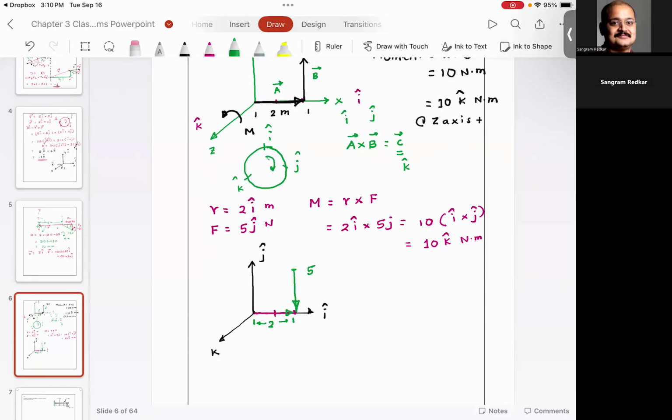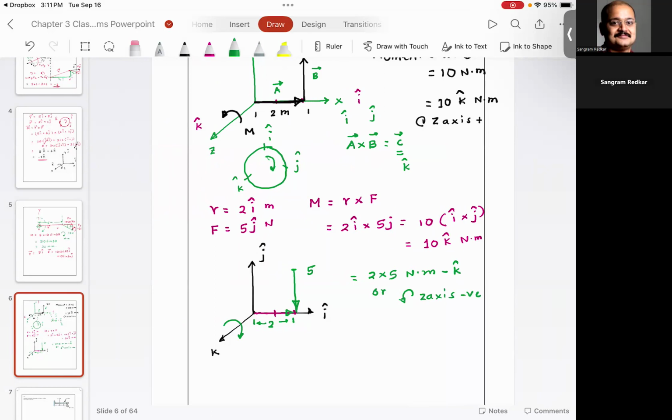Again, 2 times 5 Newton meter, but this moment is going to be something like this. And when the moment is in the direction shown, curl your fingers in the direction of movement. Your thumb is going inside the board, which is opposite. So this moment is nothing but minus k, or basically z-axis negative. Do you agree with me?